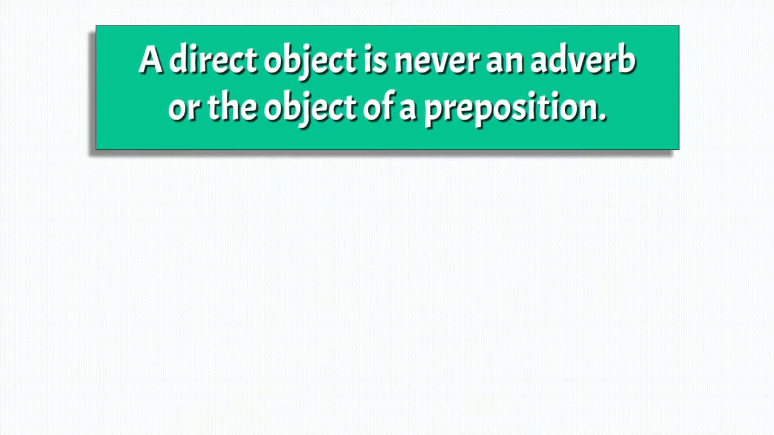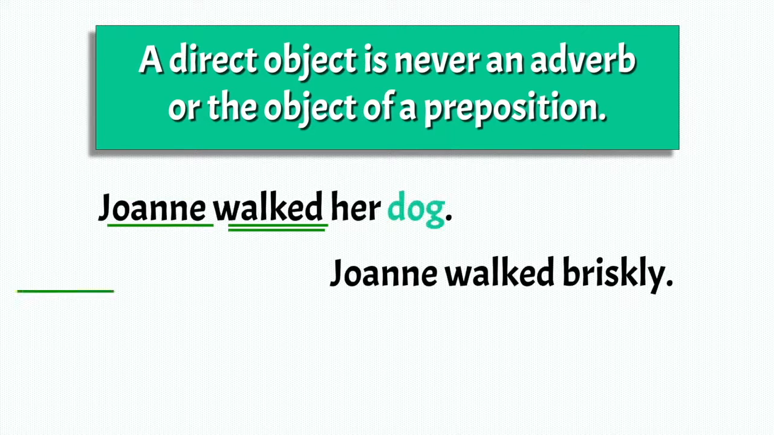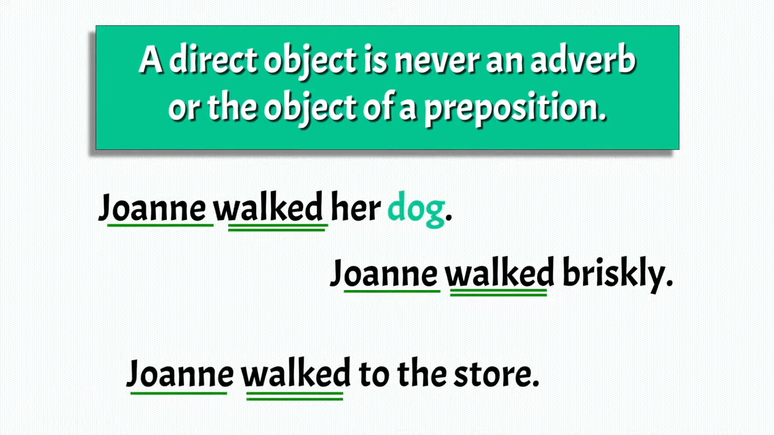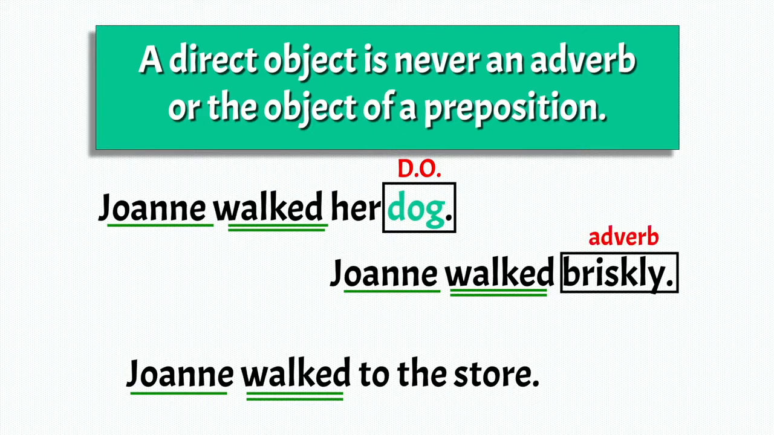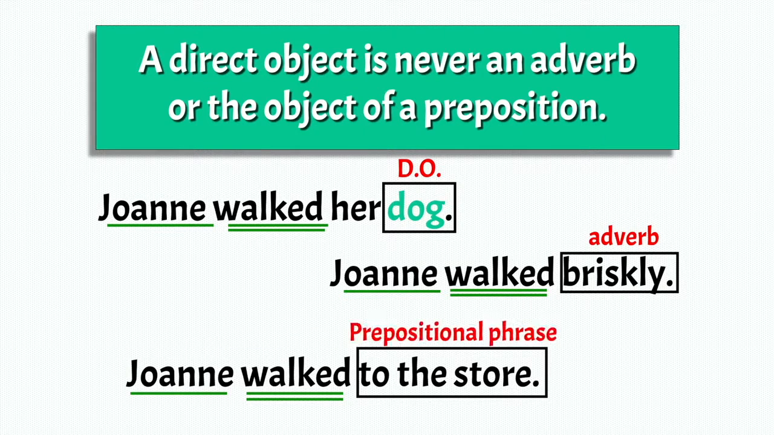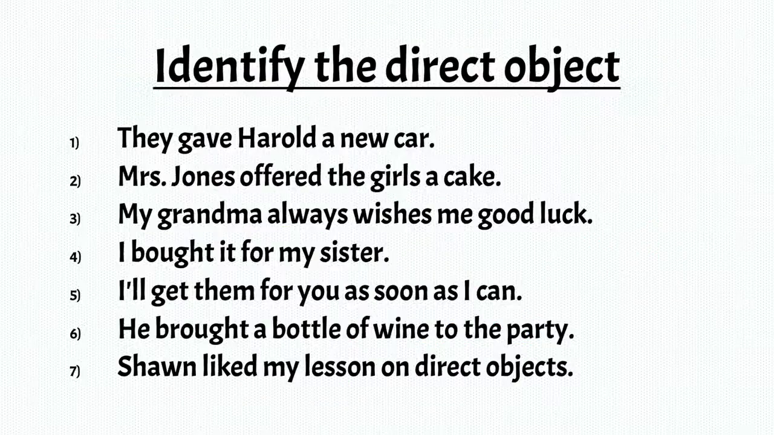So, a direct object is never an adverb or the object of a preposition, just like these examples. Joanne walked what? Her dog. That's your direct object. So, Joanne walked briskly. That is an adverb. So briskly is an adverb. And Joanne walked to the store. That is a prepositional phrase.